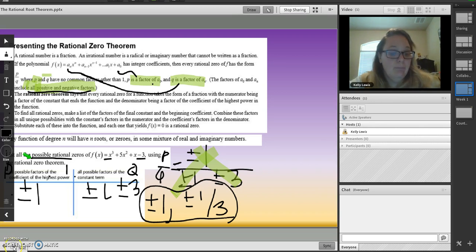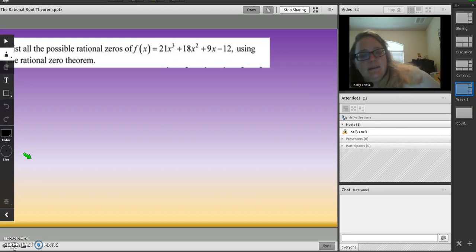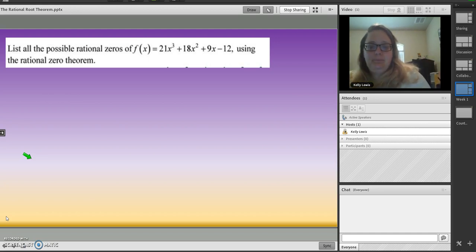All right, let's do another one. So this guy, I intentionally made a little hard so that we could just practice the skill. I'm not necessarily going to give you one that's this complicated. I just want you to practice the skill. All right, list all the possible rational zeros of f of x equals 21x cubed plus 18x squared plus 9x minus 12.